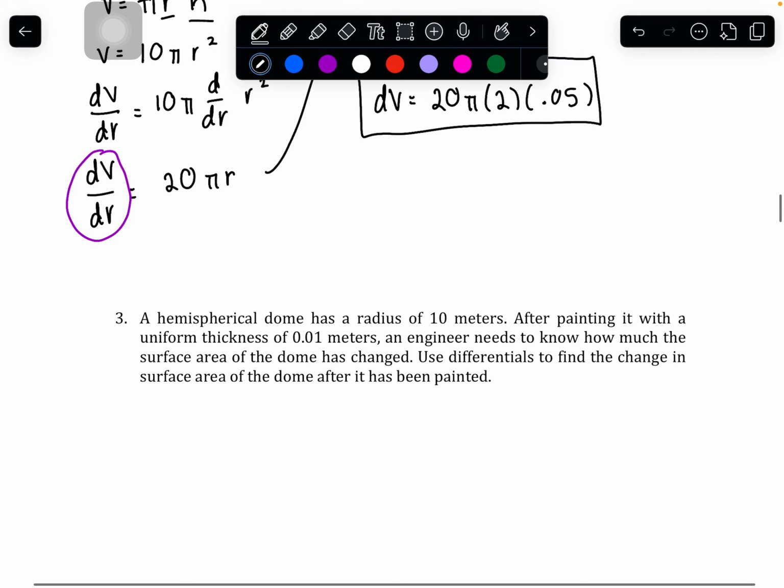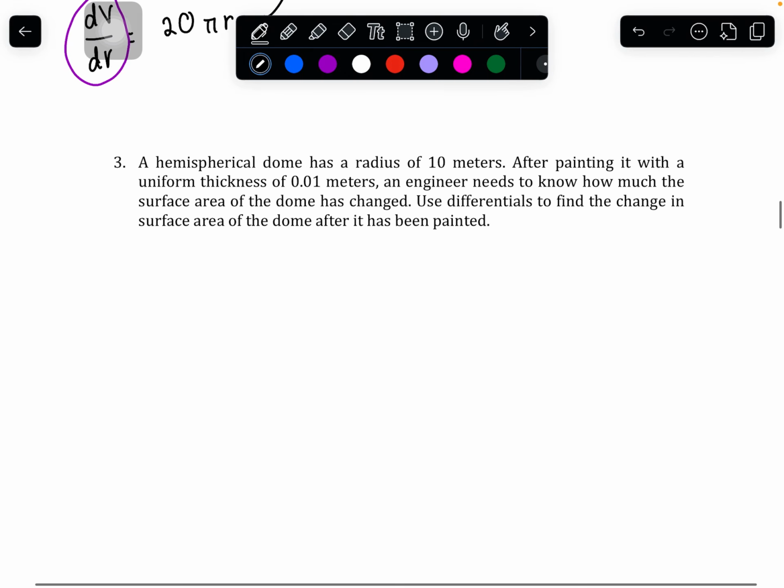Okay, so this next one, let's see, we have a hemisphere.